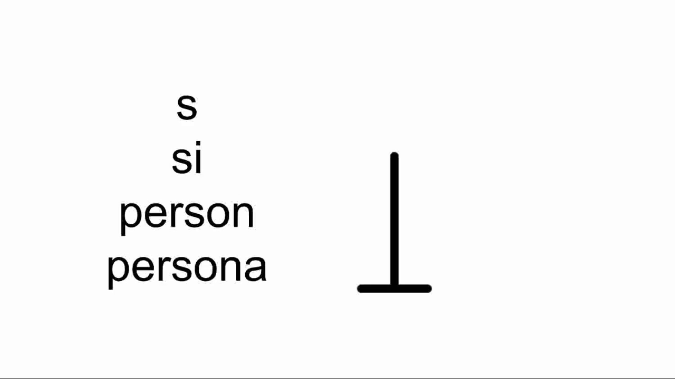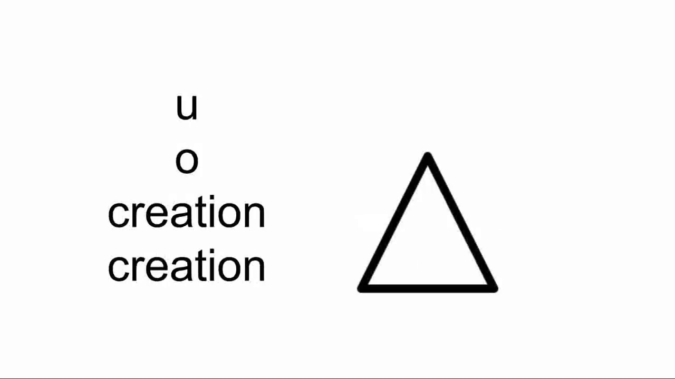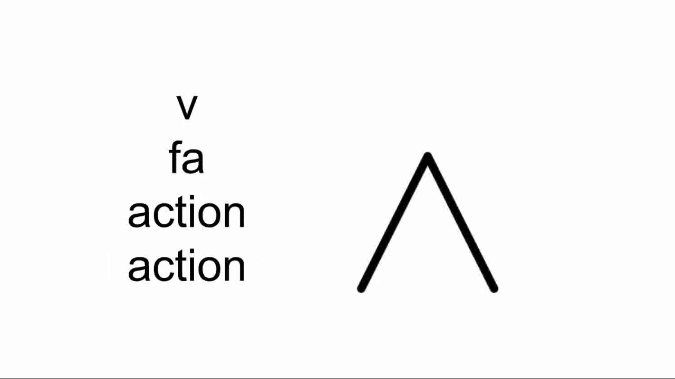The letter S is pronounced C. It means person. I like to think of it as a person standing on his feet. The letter T is pronounced T, and it means addition. The letter U is pronounced oo, and it means creation. Notice that it's an isosceles or equilateral triangle.